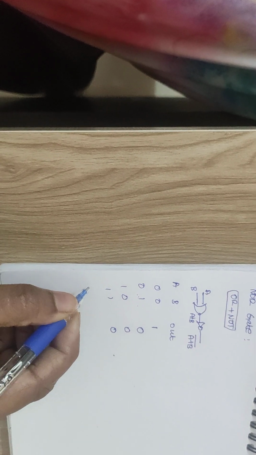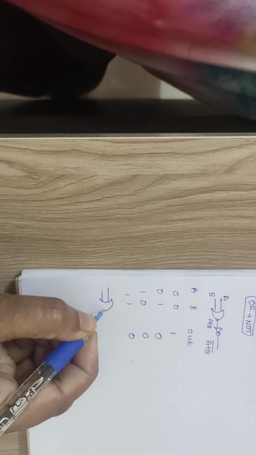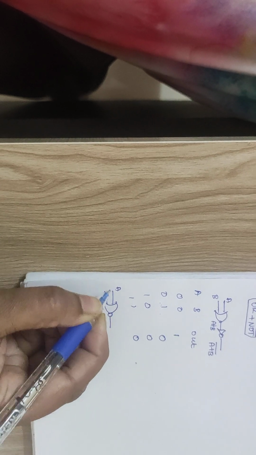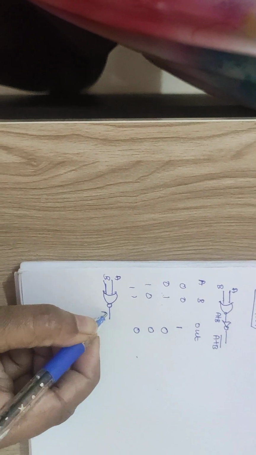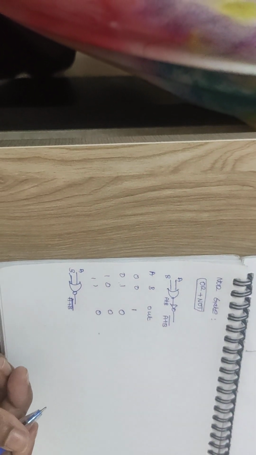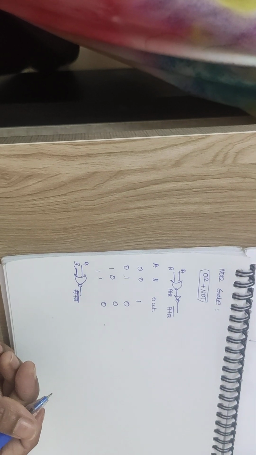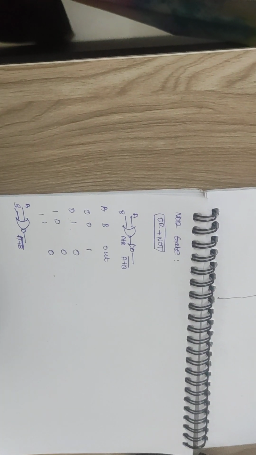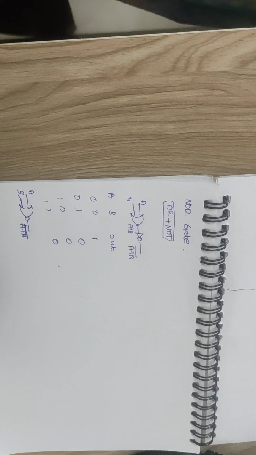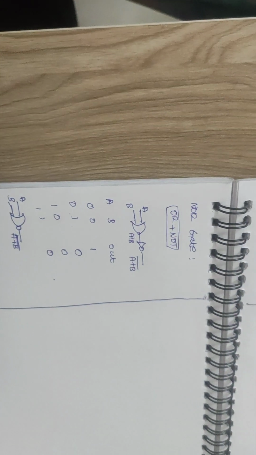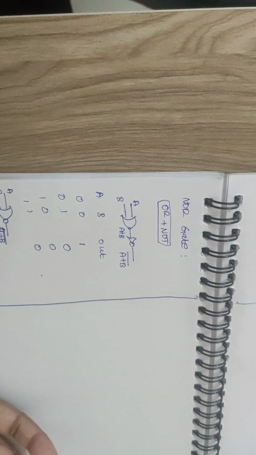Same for the symbol: it will be the OR gate followed by the bubble to invert it. A plus B, the whole bar, is the NOR gate expression. This is also the same as the OR gate, just an inverted version. Understood? These are all universal gates.